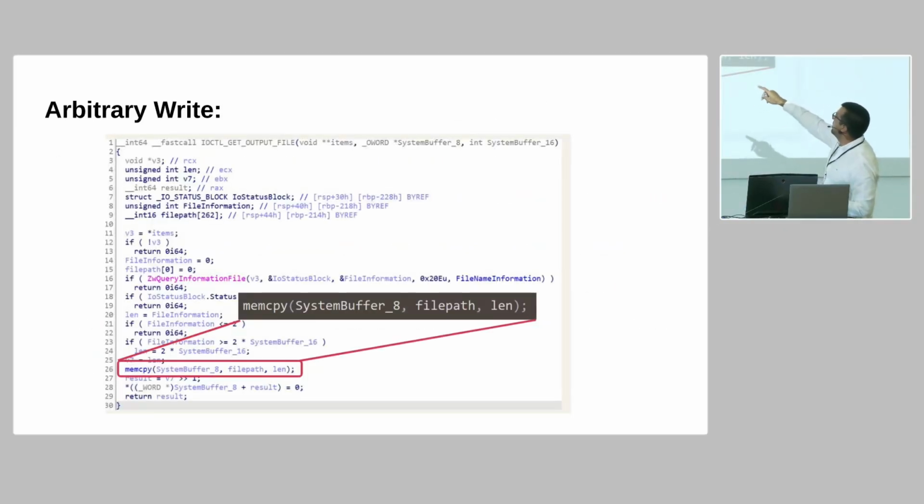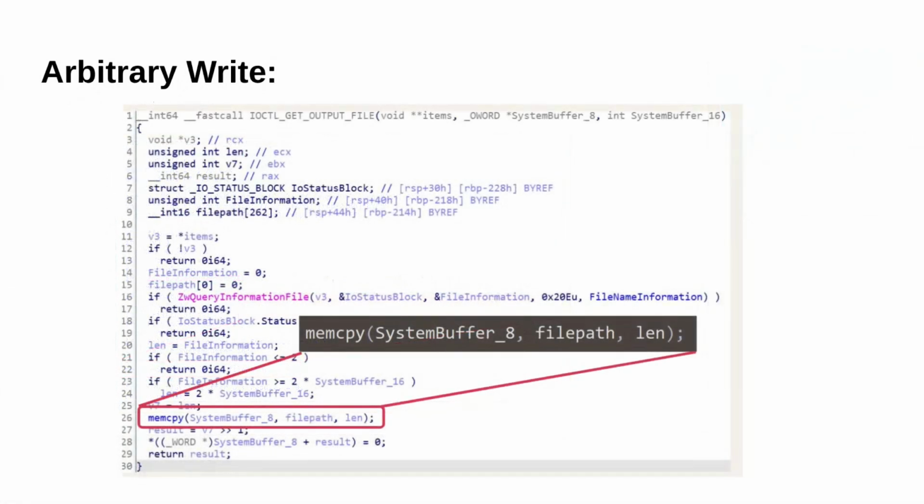This is an example of an arbitrary write. This part is going to be inside the IOCTL code. This is from a driver, and you see that the memcpy is copying the system buffer, so basically what is coming from the IOCTL, from the user control, and then it's set there, and then you have control of the file path and the length. So that's a lot.